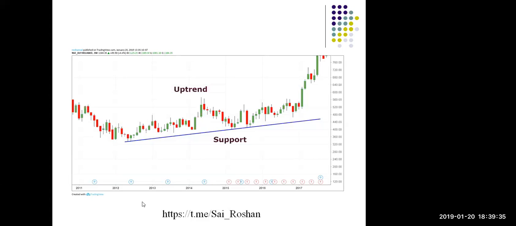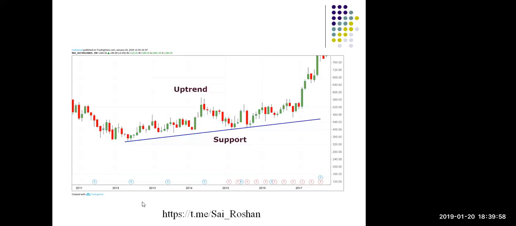At this support, depending on what we have seen earlier, if the candle is a reversal candle, that's a jackpot for you. You can be doubly sure that it will go up. And if it breaks the support, once again it's a jackpot, because you know that the support has broken, so it has to go down. So trend lines are very, very important.